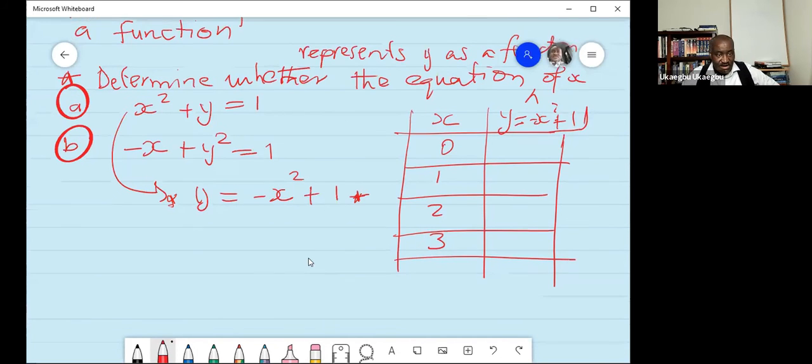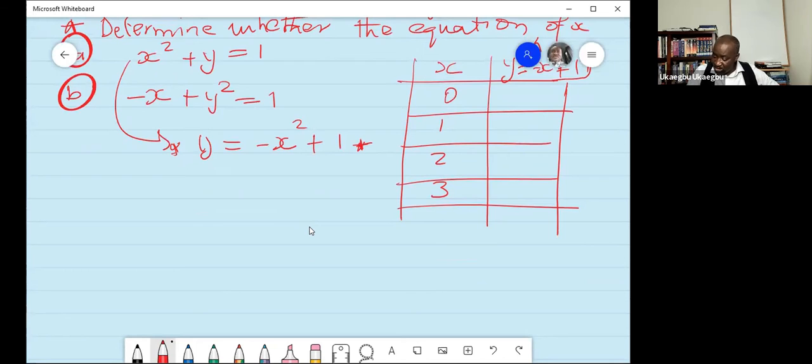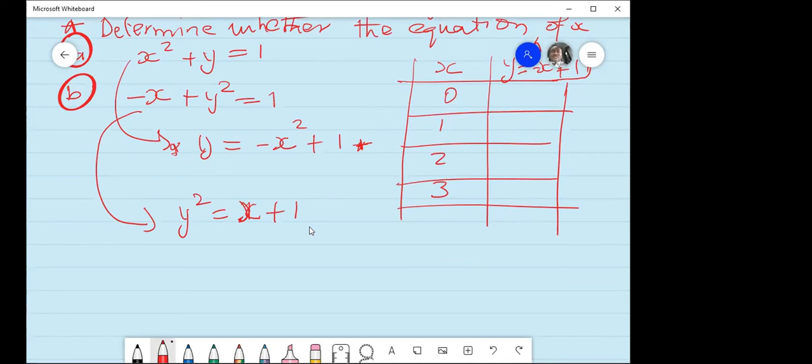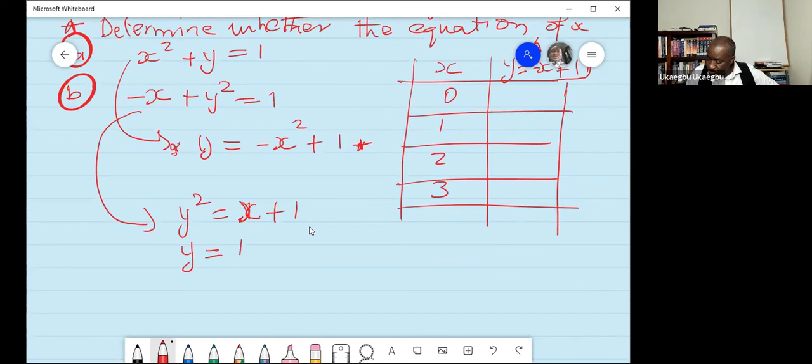Now, on the other hand, look at the second one. This second equation, if you want to solve for y, you are going to have y squared equal to maybe x plus 1, because if you transfer negative x to the right side, it becomes positive. True or false? True. So then for you to solve for y, you are going to get y equal to plus or minus square root of x plus 1. So that means in this particular case, if you have one value of x, you are going to have two values of y, which can be either positive or negative.